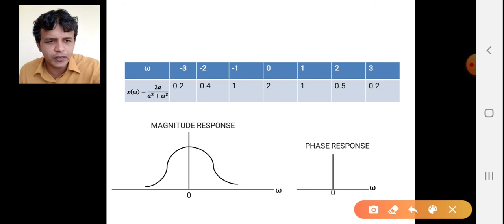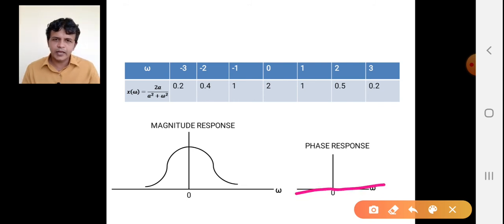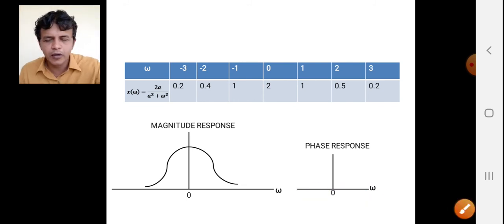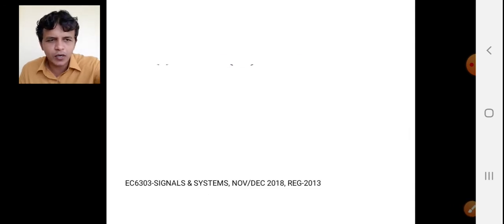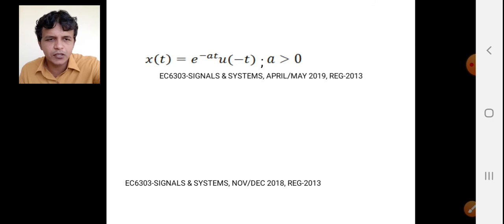So there is no phase, the phase is 0 for any value of omega. So that is what we have got from this question. So this question is getting over here. Now we shall discuss what are the other problems of the same kind asked in university examinations.